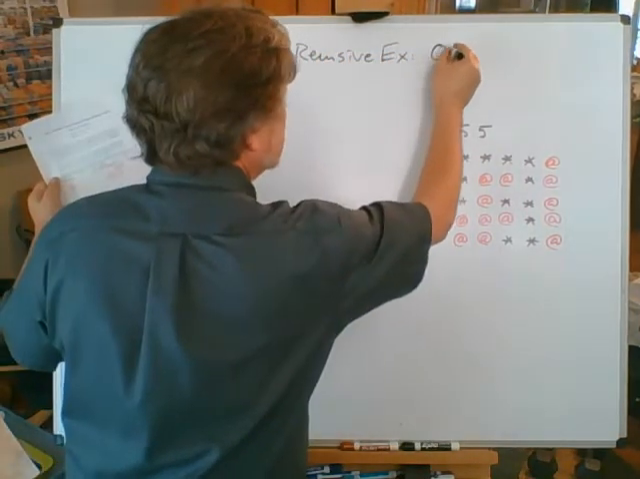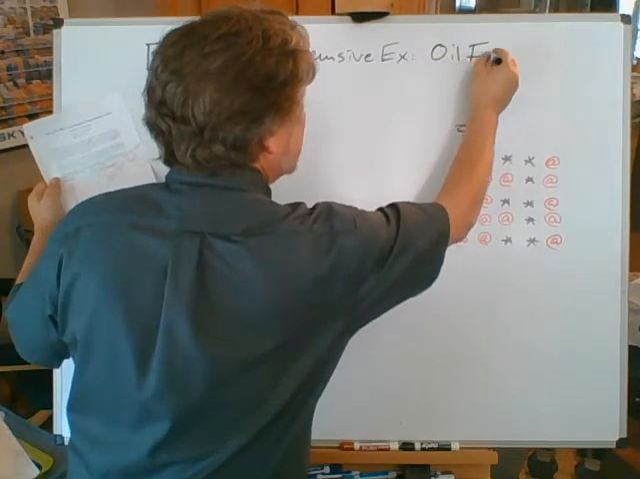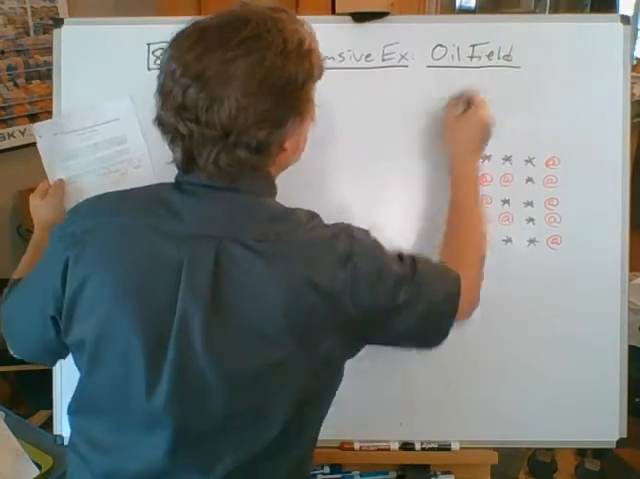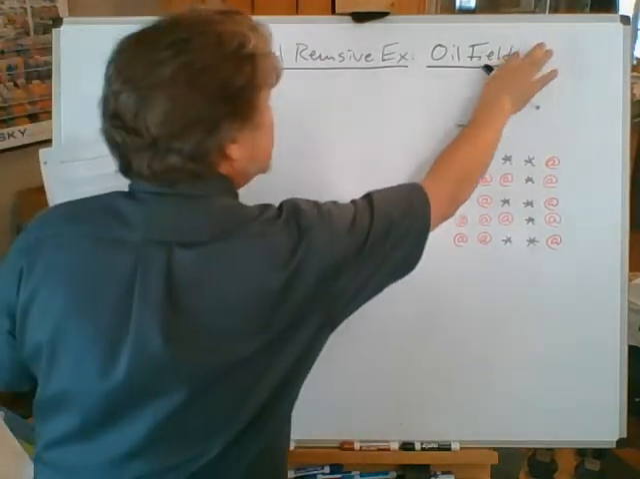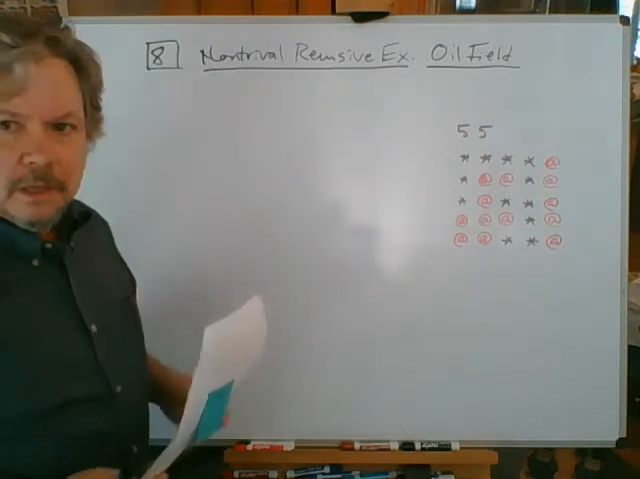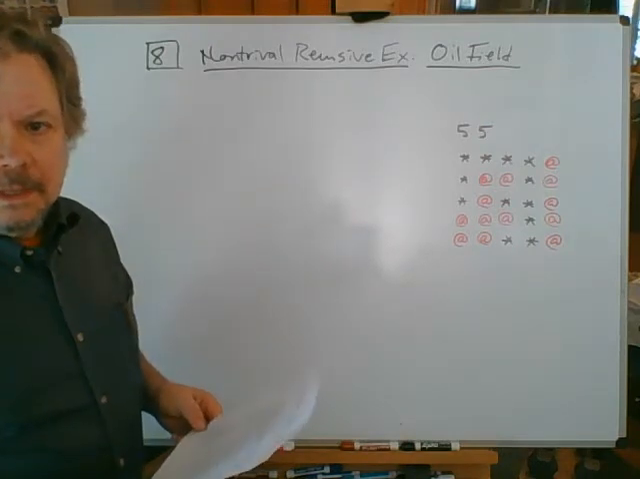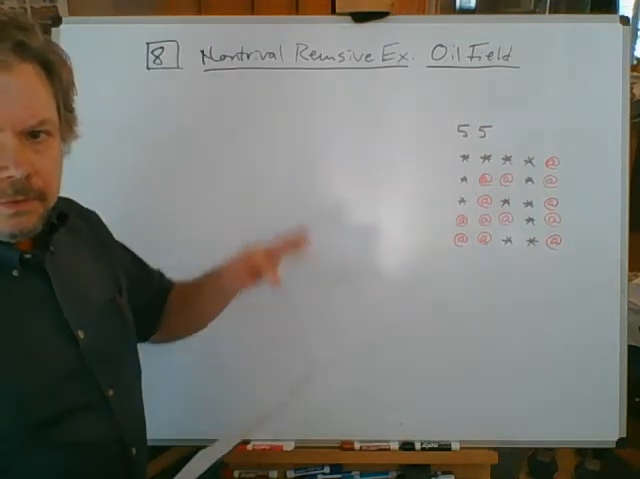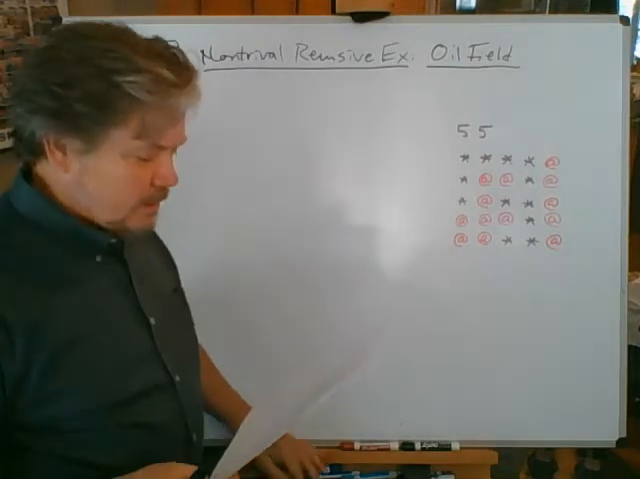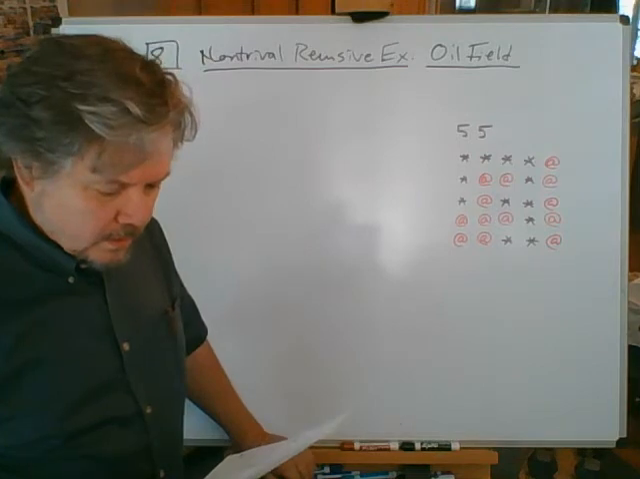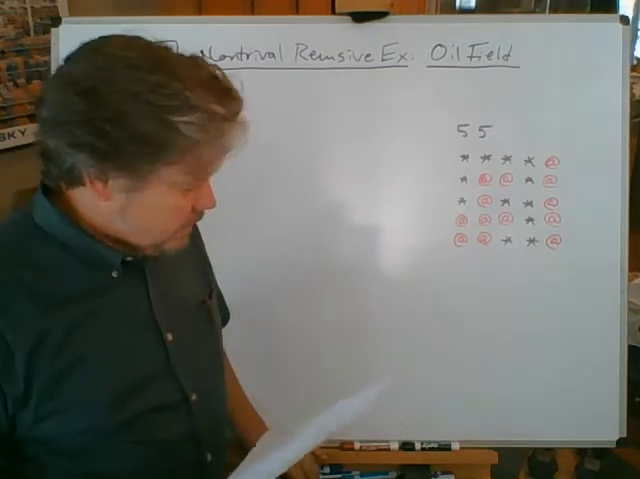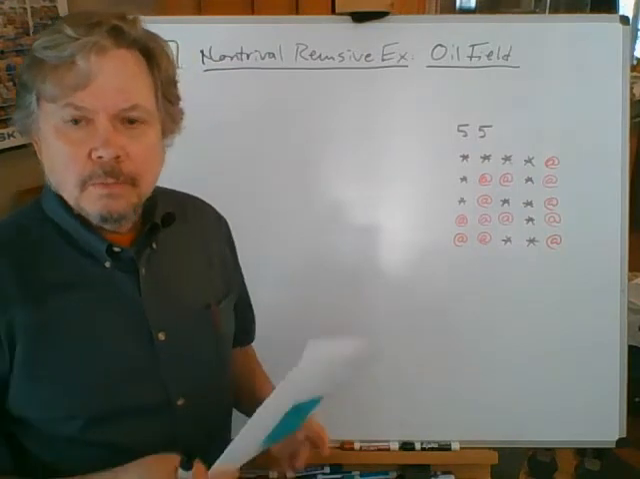The oil field. O-I-L-F-I-E-L-D. I don't think they call it that, but I'm going to call it that. Non-trivial recursive example, the oil field problem, which is that 1997 ACM Mid-Central Regional Programming Contest PDF file that I emailed you attached to the links to these videos. This video might be fairly short, or it could be fairly long. I'm just going to try to wade through that description, which if you haven't read it, you can pause right here and read it.